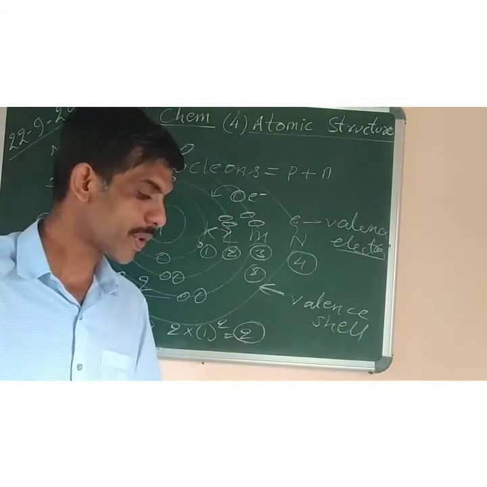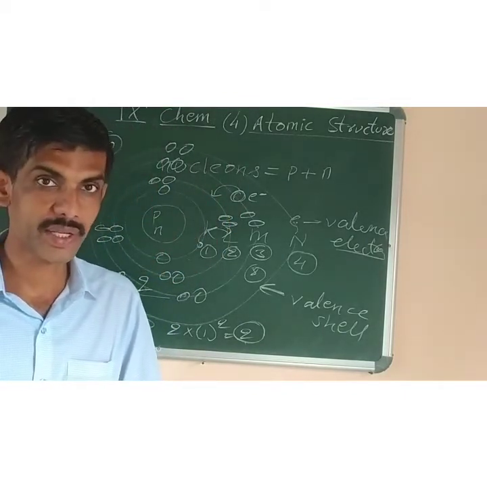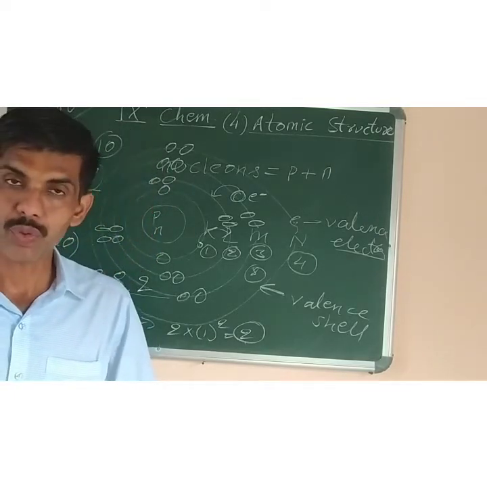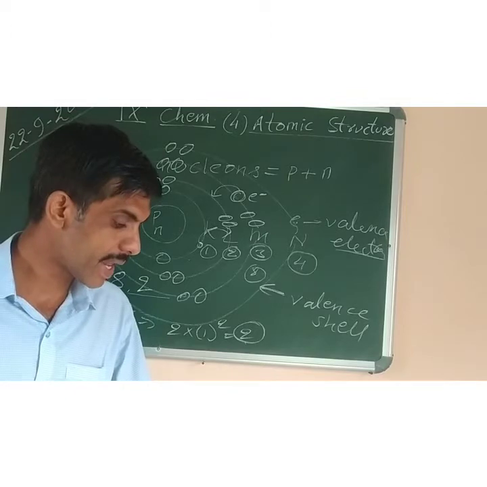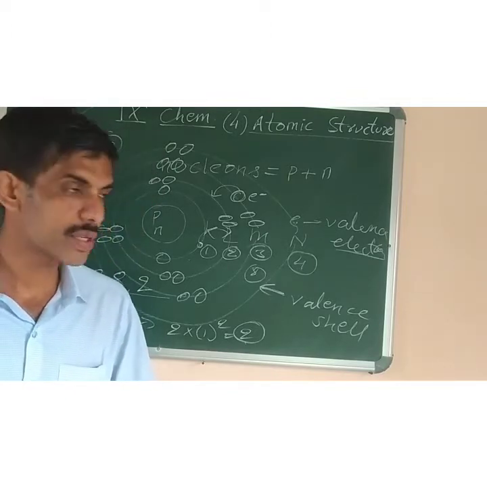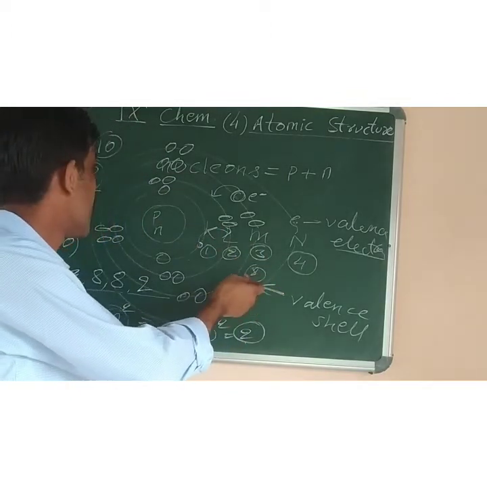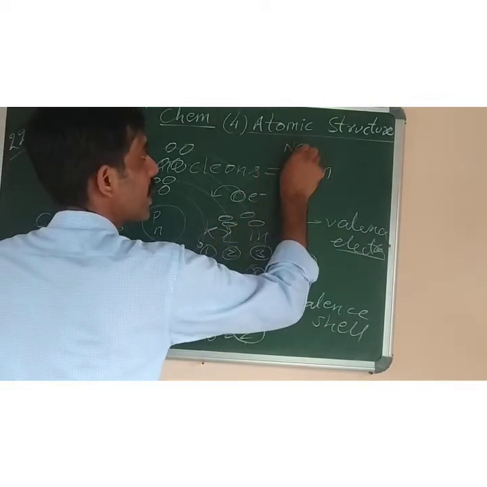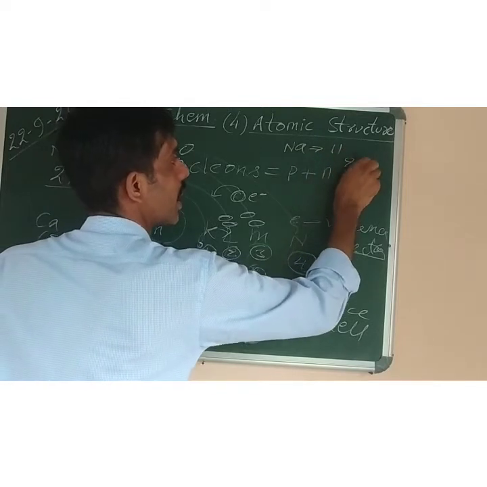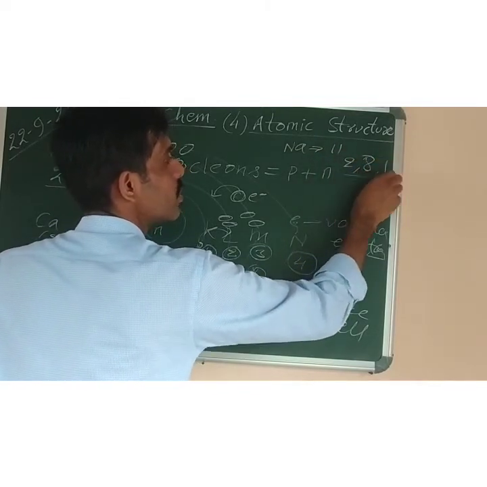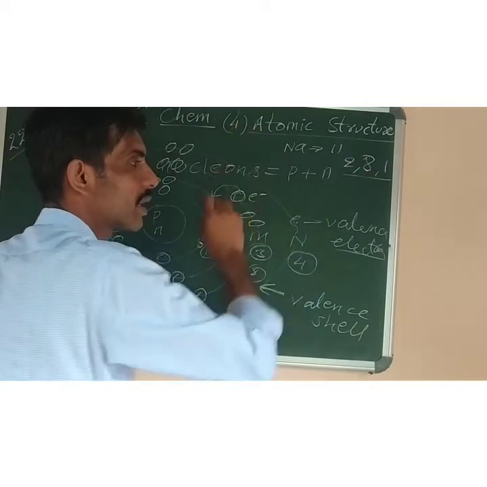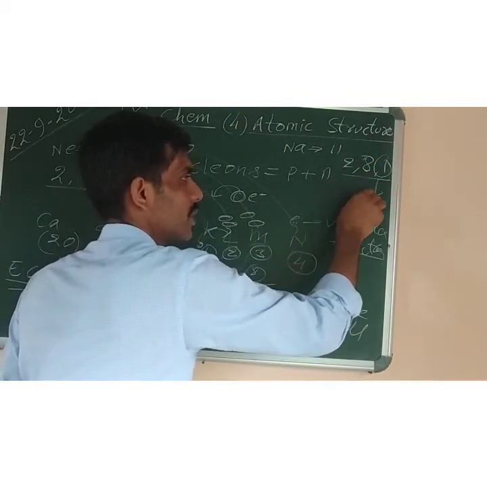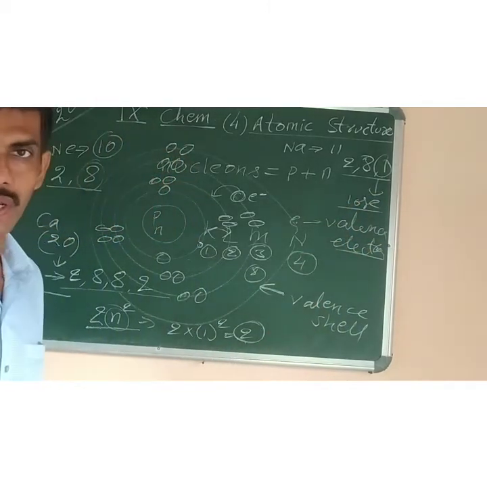Okay. Now next we have the octet rule. Already studied yesterday. What is the octet rule? The octet rule says that atoms will lose, gain, or share electrons. Either they can lose electrons, like in the case of sodium, whose atomic number is 11, so 2, 8 and 1: 2 in the first, 8 in the second, 1 in the third orbit. This 1 electron is extra, so it will lose that 1 electron. When it loses it, it will become stable.